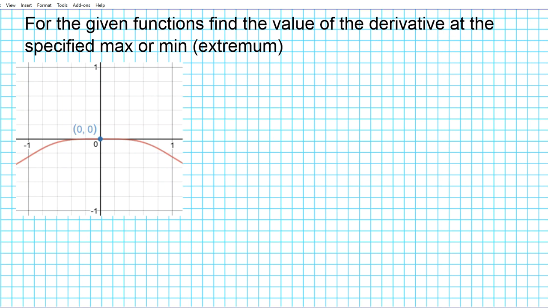The function under consideration is f of x equals negative 2x to the fourth over 5 plus 3x to the fourth. Alright, so what we need to do is find the value of the derivative at the extrema of this function that's graphed here with the given function. The solution is as follows. Let's start off by identifying what the extrema is.